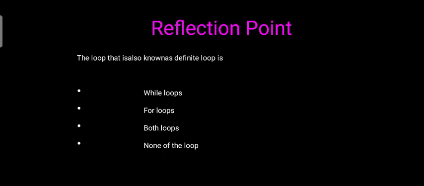Now there is a reflection point. The loop that is also known as the definite loop is: while loop, for loop, both loops, or none of the loops? True. For loop is the definite loop.